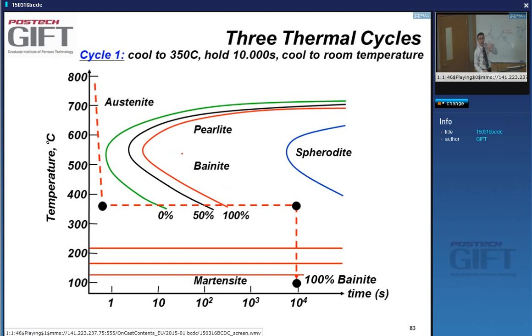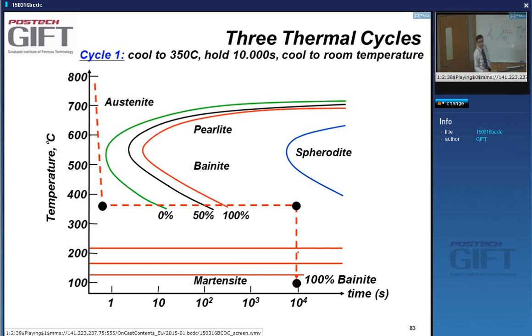Let's have a look at the first cycle. We cool to 350 very quickly, then hold for 10,000 seconds at 350, and then cool to room temperature. What do we get? Austenite to 350. After 10 seconds, the transformation starts. Transformation is below this nose, and we know that's bainite. We also know that if we keep at the same temperature for very long times, we get spheroidite. At 100 seconds, it's 50% transformed. About 200 seconds, we get 100% transformed. Then nothing much happens till we cool down.